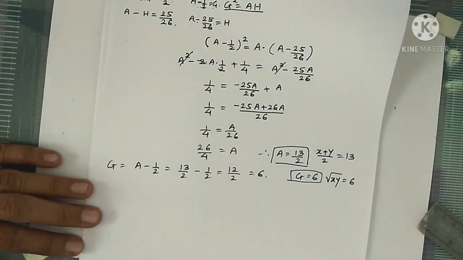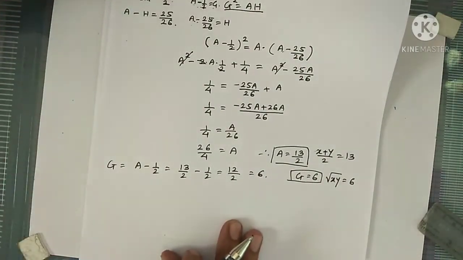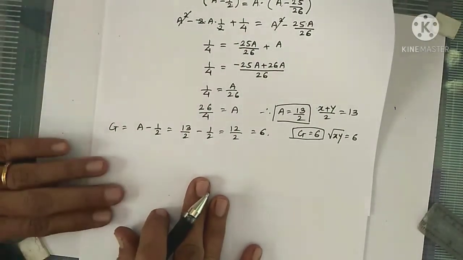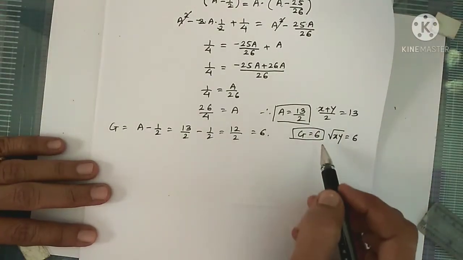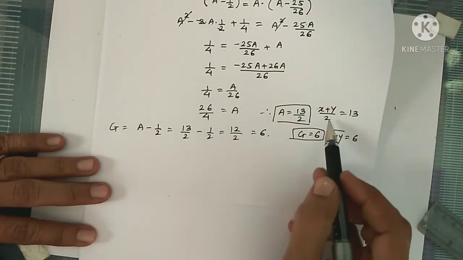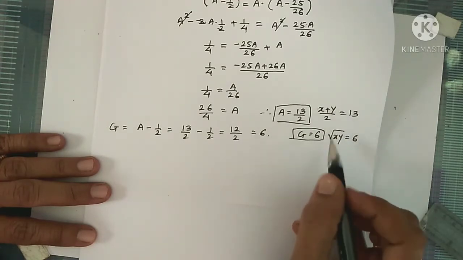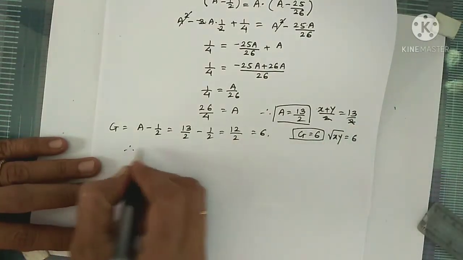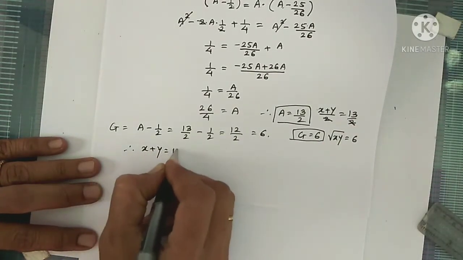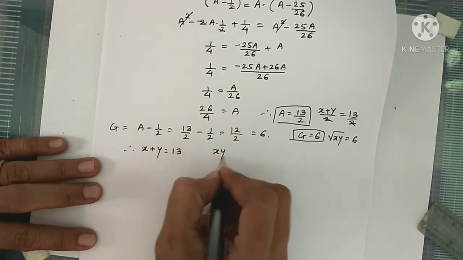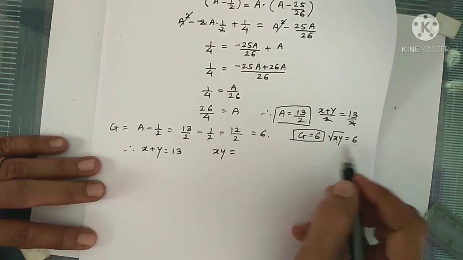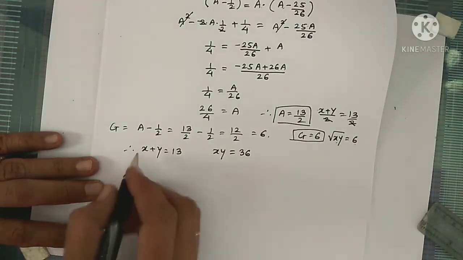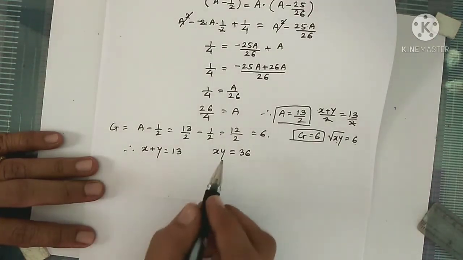See, first of all we have to solve for A and G and H, at least for two of them. Now once we get those two values, let's write equation in terms of x and y, that means those numbers. So arithmetic mean is x plus y by 2 equal to 13 by 2. So this 2 gets cancelled. And first equation we get is x plus y equal to 13. And second equation is root xy equal to 6. So squaring both sides, xy is 36. Now again we have two unknowns and two equations.